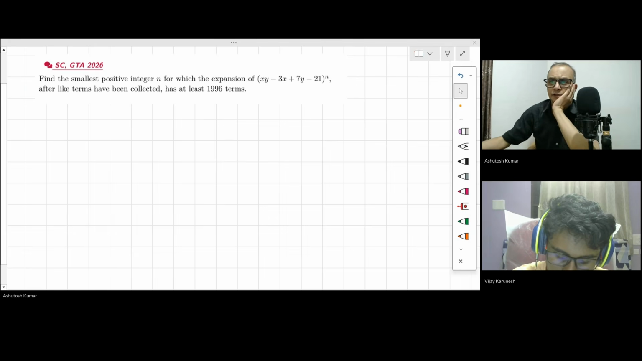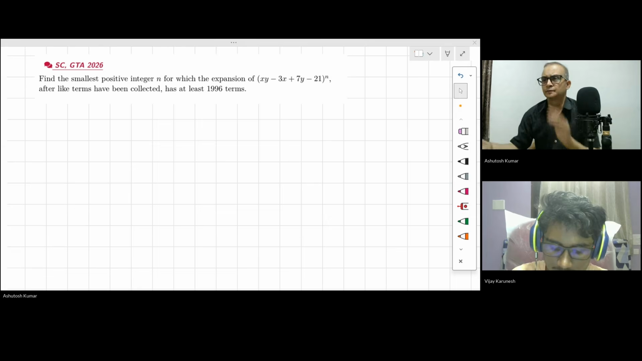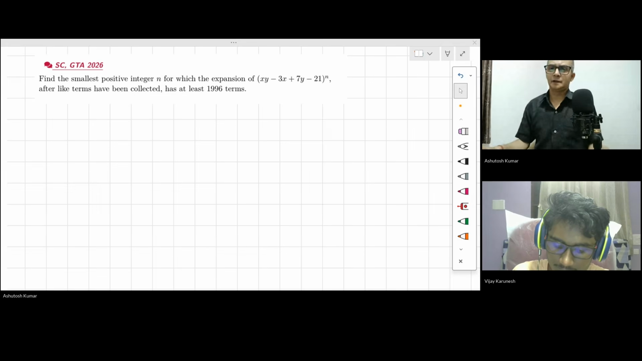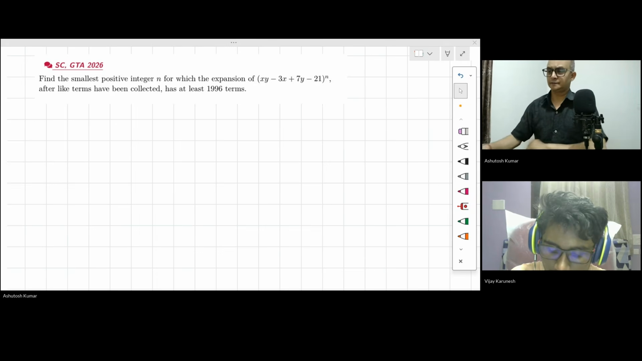Find the smallest positive integer n for which the expansion of (xy - 3x + 7y - 21)^n, after like terms have been collected, has at least 1996 terms.